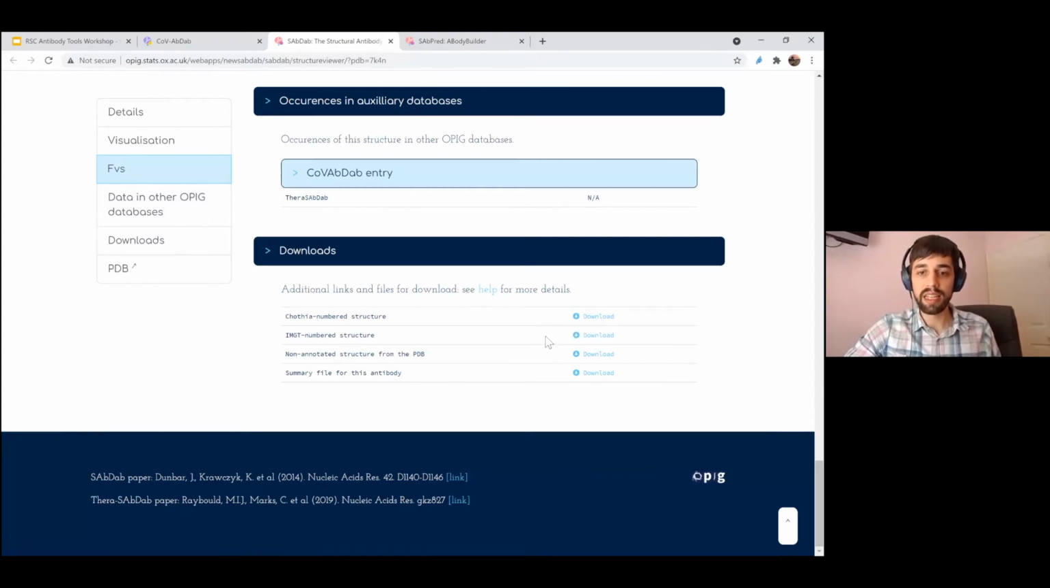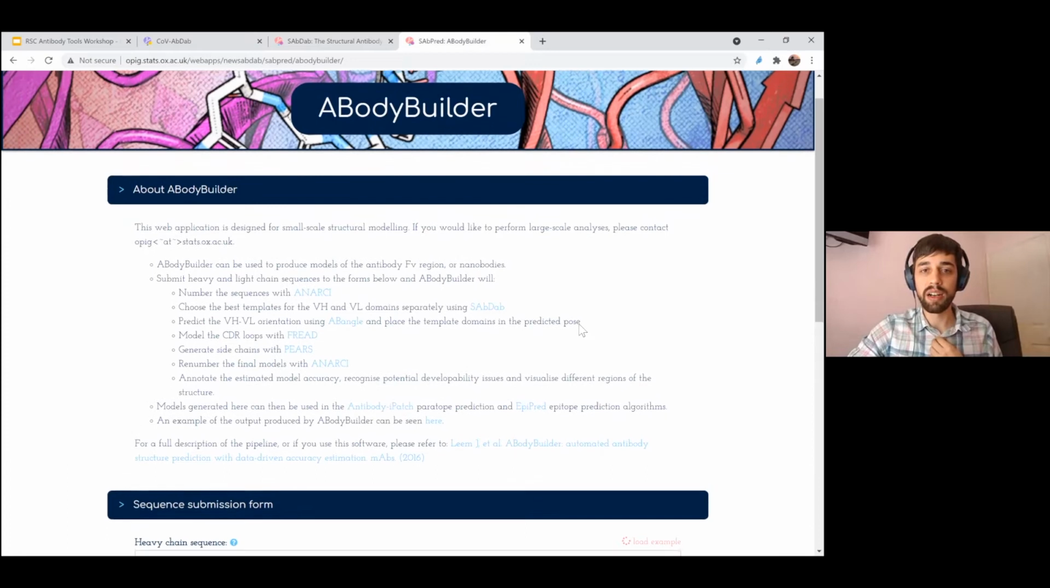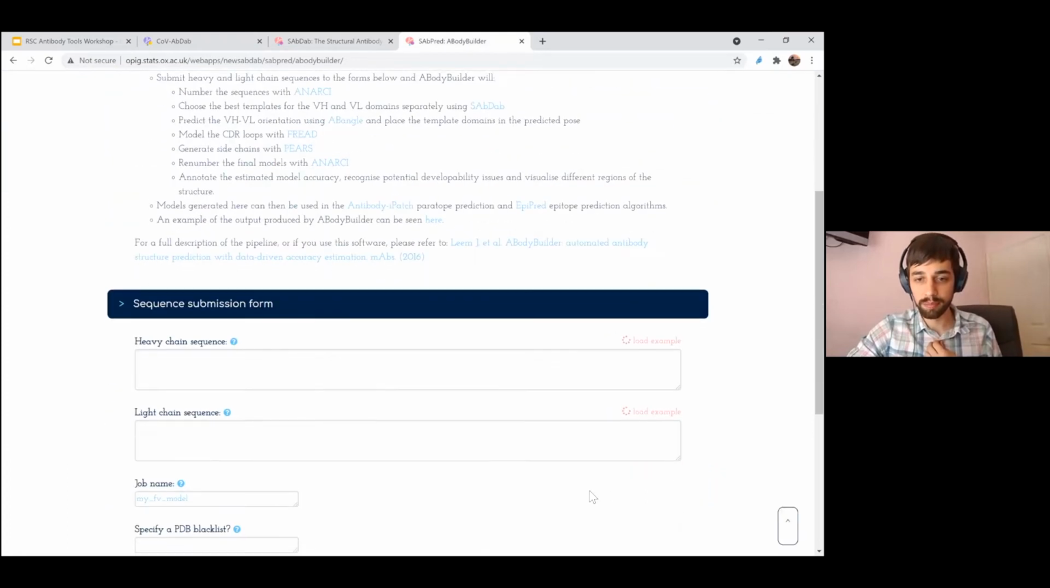So that is going to be our true positive data. This is a structure of something we know binds to SARS-CoV-2 in a particular binding mode. But if we want to do the structural comparison, we need to get a sense of what our convergent clone looks like structurally. Now, clearly, we don't have a solved structure for that. So we're going to try and build a structure by using our BodyBuilder homology modeling pipeline.